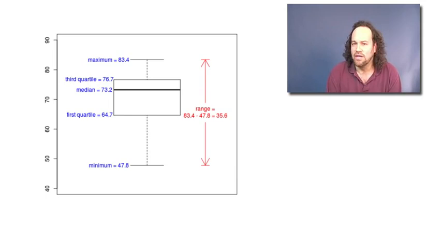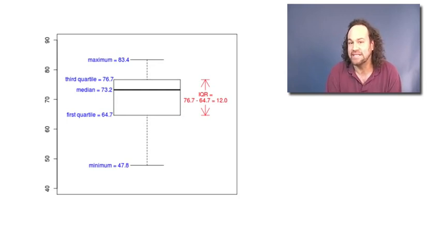Another thing we can do is look at the interquartile range, or IQR, as we've seen previously. The interquartile range is found by taking the third quartile minus the first quartile. In this case, it's equal to 76.7 years minus 64.7 years, which is equal to 12.0 years. So we can also say that for this data, the interquartile range is equal to 12.0 years. This means that the middle half of the data can fit into an interval which is of length 12.0 years.